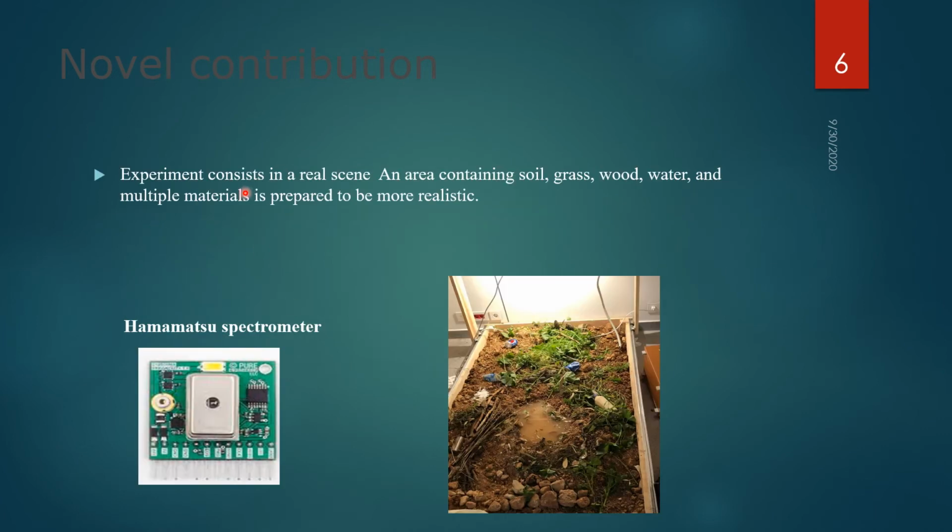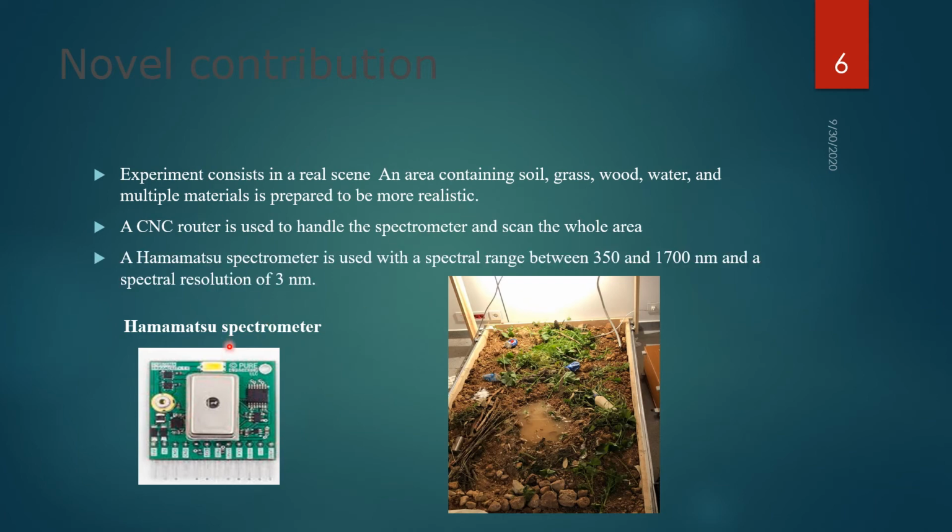A real experiment consists of an area containing soil, grass, wood, water, and multiple materials. To be more realistic, as you see in the image below, a CNC router is used to handle the spectrometer to scan the whole area. This spectrometer is a Hamamatsu spectrometer with a spectral range between 350 and 700 nanometers and a spectral resolution of 3 nanometers.